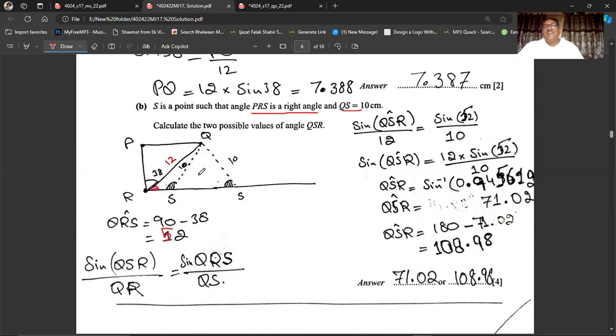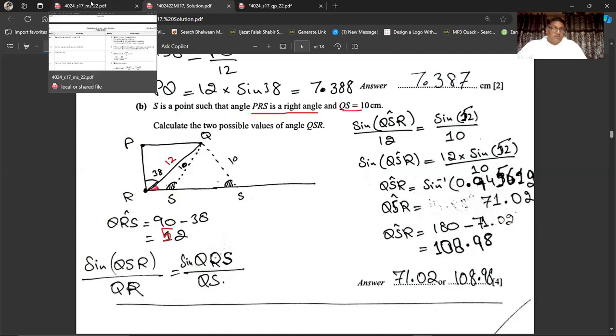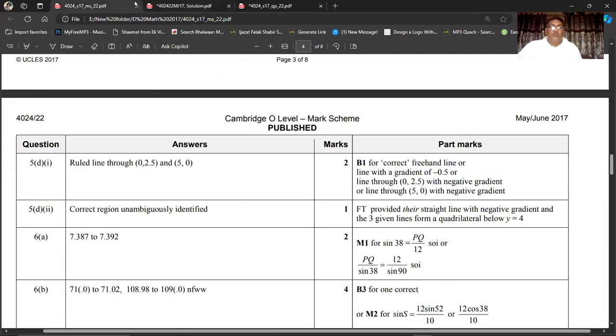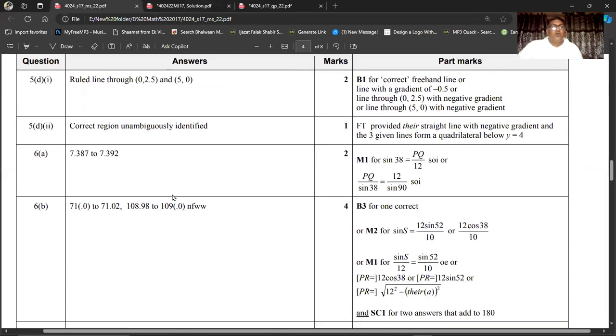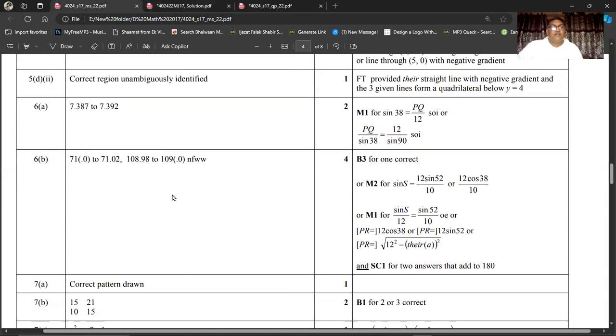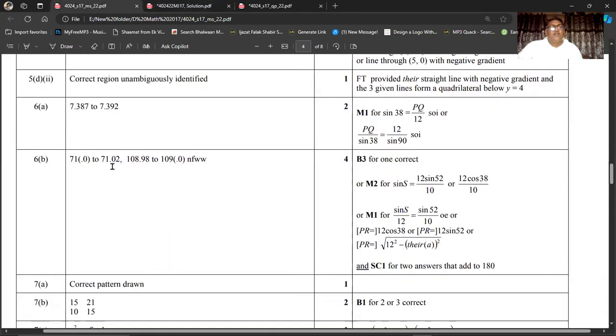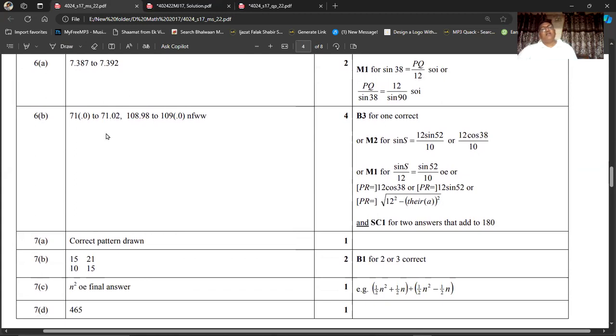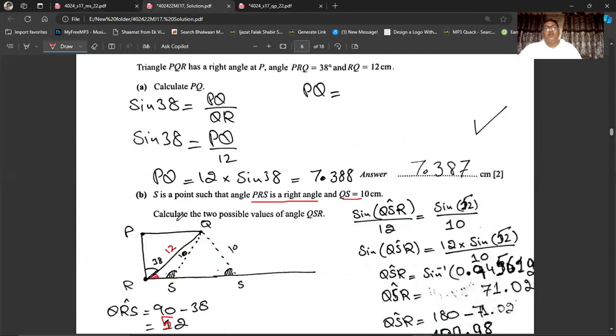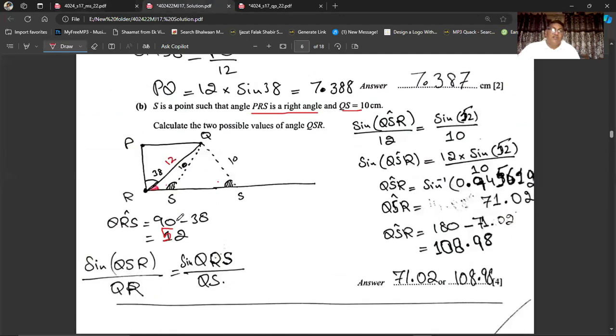I hope you have studied this where you have studied the sine rule. The angle S has two values: one is acute, the other one is obtuse. Two possibilities there. So we are done with this part. One angle can be 71 something, and the other angle is 108.98, about 109. So our answers are right.